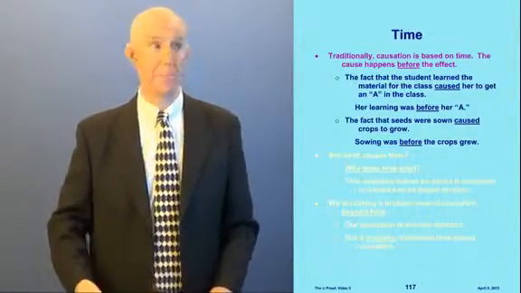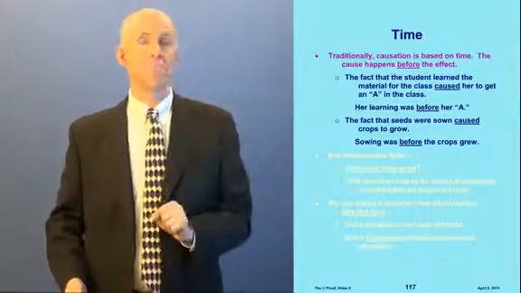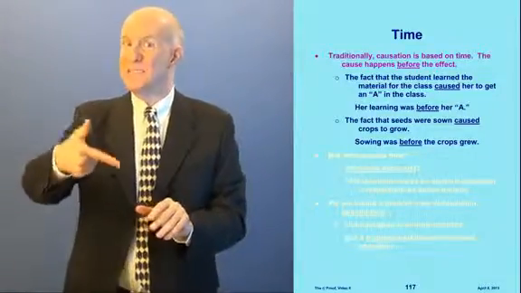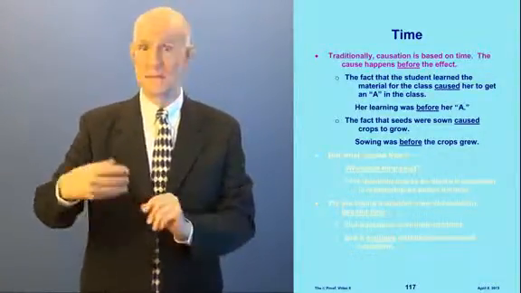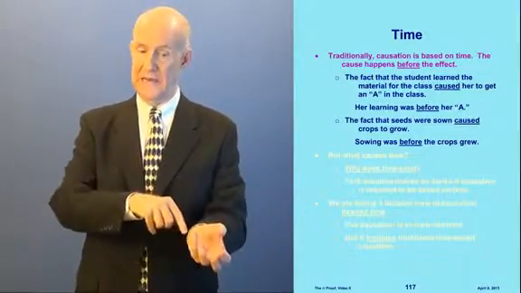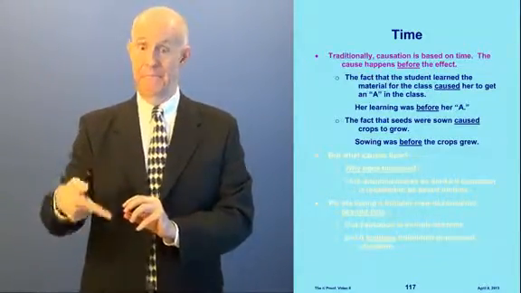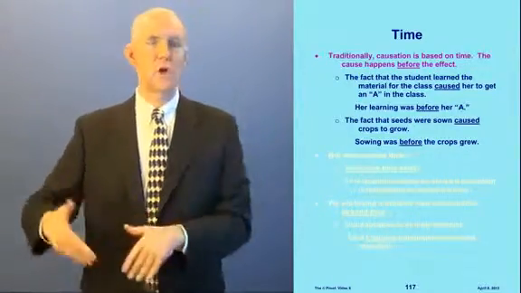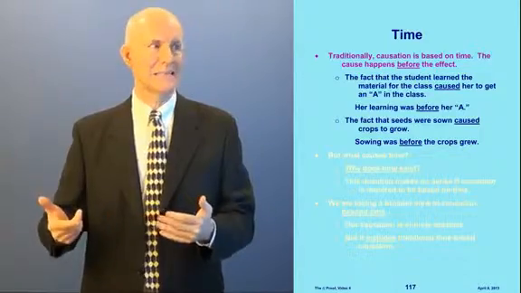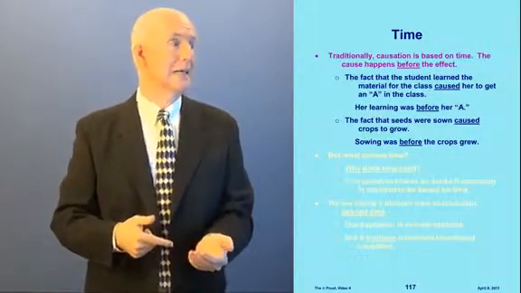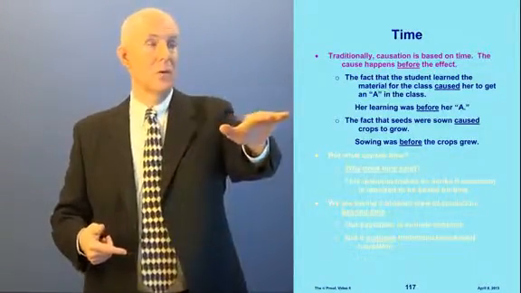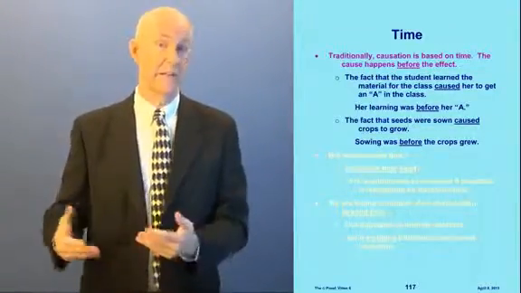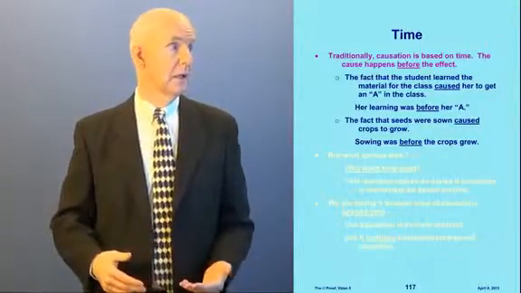Now let's talk about time. Traditionally, causation is based on time. The cause happens before the effect. So if this causes that, this has to happen before that happens, right? The fact that the student learned the material for the class caused her to get an A in the class. Well, her learning happened before she got the A. She didn't learn it after she got the A. She didn't get the A first and then learn it.